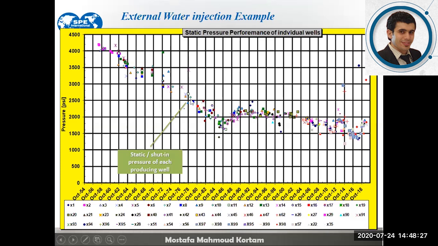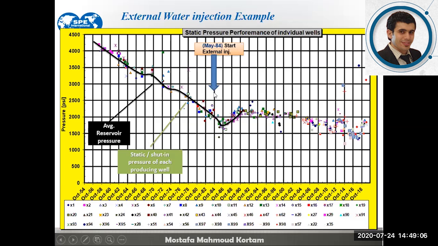So this is an example of the reservoir pressure, that is the static or shut-in pressure of each individual well. They grouped the wells over time. It's a mature field, so it started early, back in 58, and the initial reservoir pressure was 4,000 psi, and it started declining. That was the time they commenced the water injection. The black line represents the average reservoir pressure, while those points represent the pressure of each individual producer well.